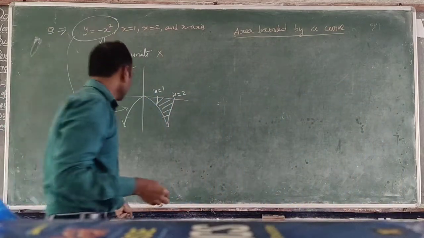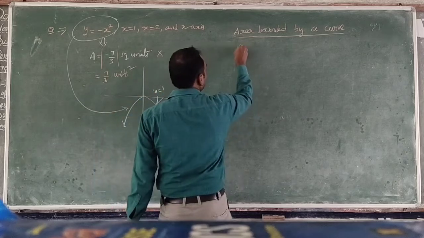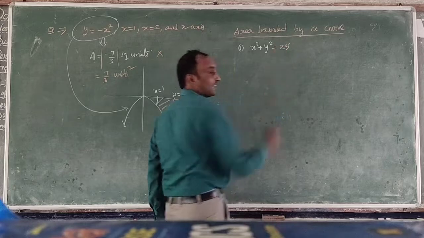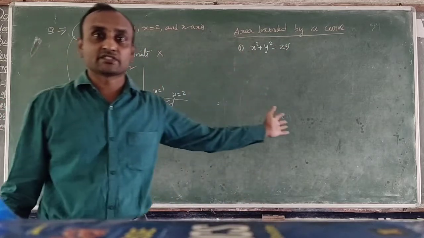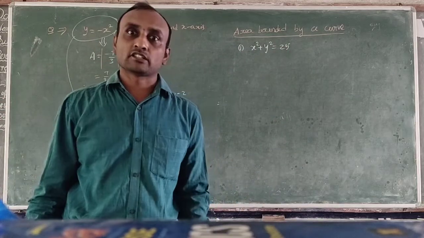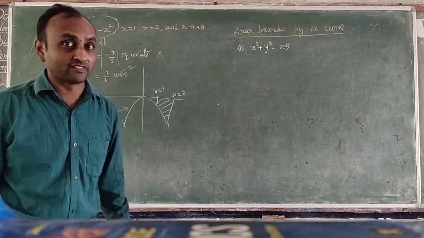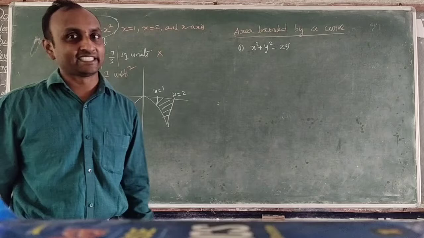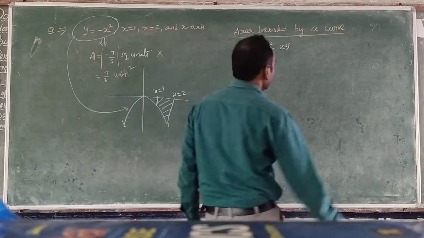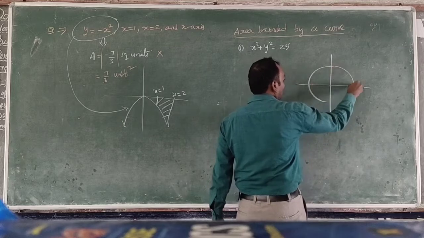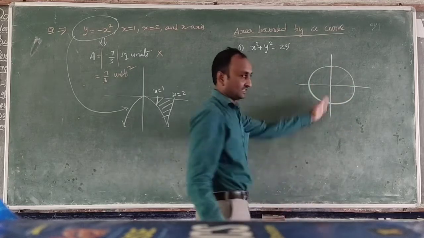Like I am taking the first one, x square plus y square is equal to 25. As discussed, it is the equation of a circle whose center is at the origin, and the radius is 5 units, as 25 can be written as 5 square. But limits are not given. Then how to take the limits? I will tell you. Look at this.